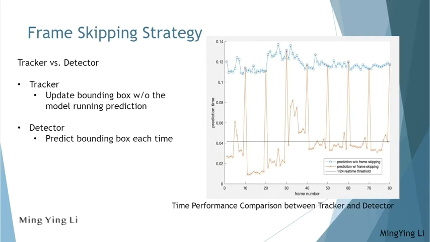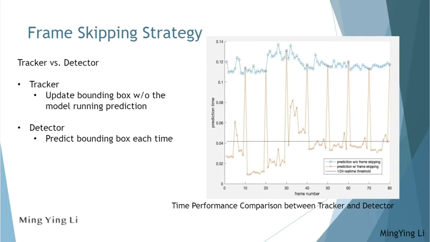Let me explain the right side picture. This picture shows the comparison of the time performance of the baseline approach using only a detector and our approach using a combination of the detector and the tracker. The x-axis is the frame number, and the y-axis is the time used for generating the bounding box for that frame. The black line is the real-time threshold denoting the time of 1/24, and the blue line represents the baseline performance. The red line represents the performance of our approach.